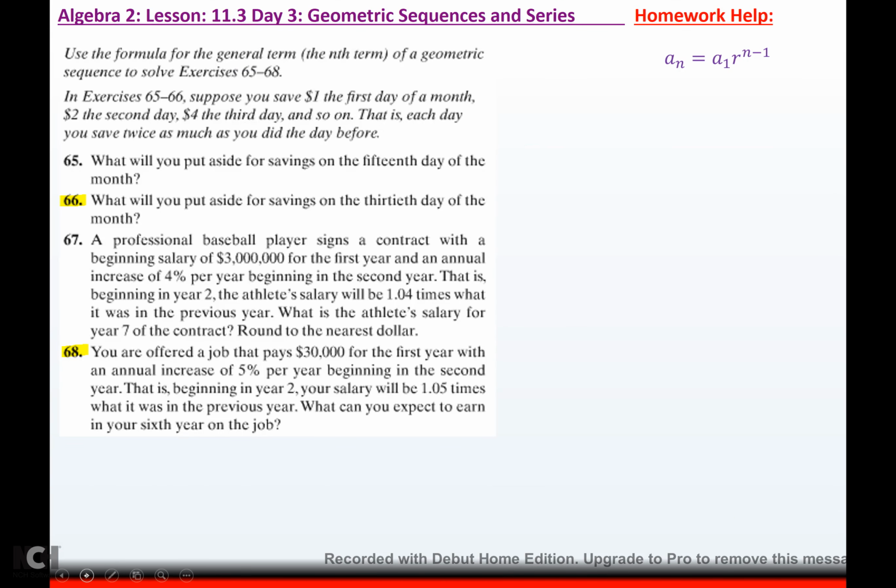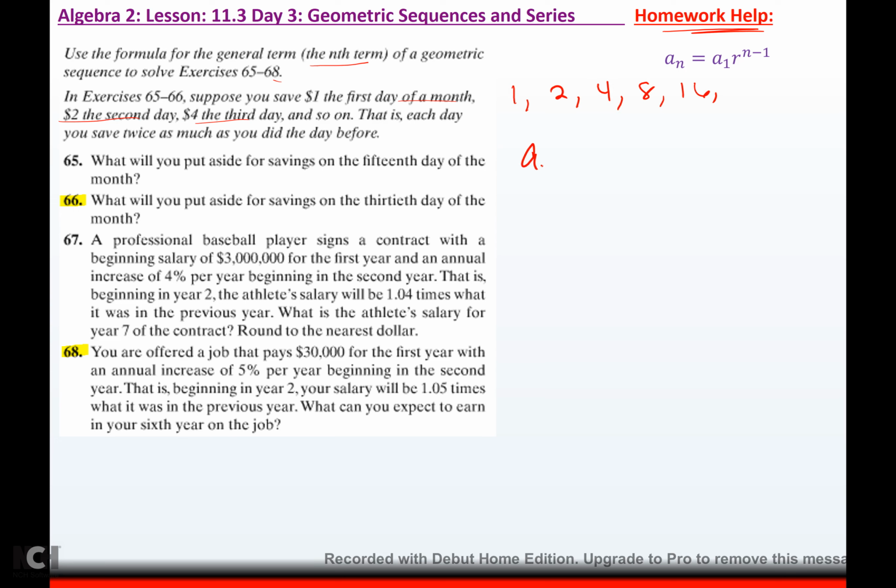Okay, so some homework help, some problems that are going to be like on your homework. It says, use the formula for the general term, the nth term of a geometric sequence to solve exercises 65 to 68. It says in 65-66, suppose you save $1 on the first day of a month, $2 the second day, $4 the third day, and so on. So you're doubling every day. That is, each day you save twice as much as you did before. 66 says, what will you put aside for savings on the 30th day of the month?